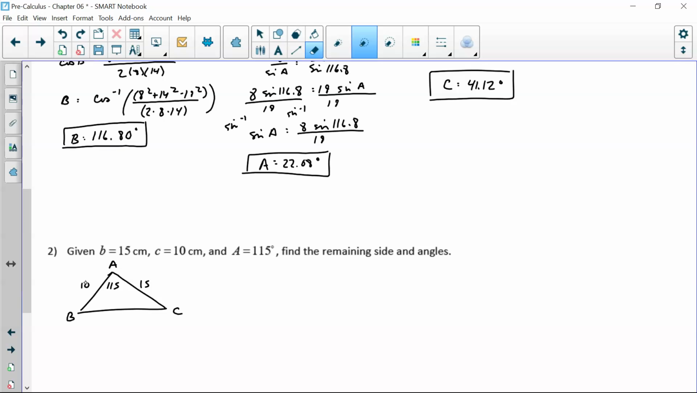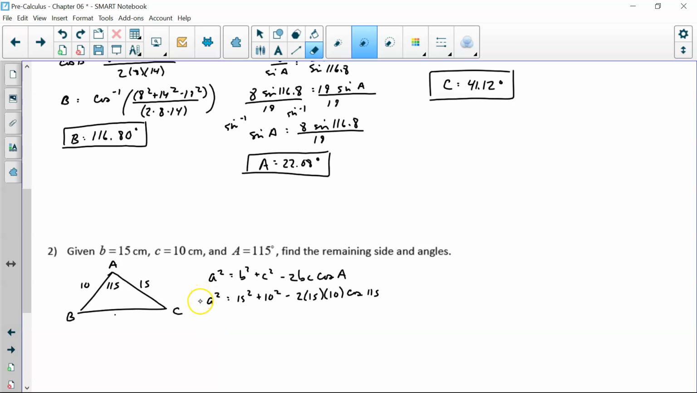So what we could do is find the length of side A first. A squared equals B squared plus C squared minus 2BC cosine of A. We're going to use that law of cosines. A squared equals 15 squared plus 10 squared minus 2 times 15 times 10 times the cosine of 115.